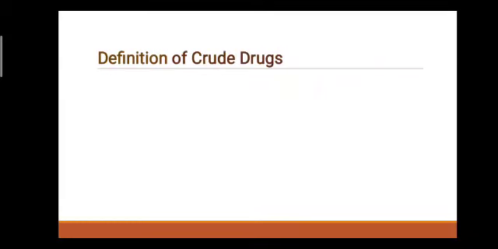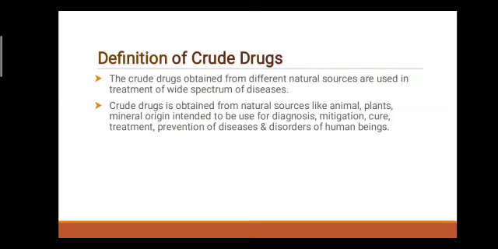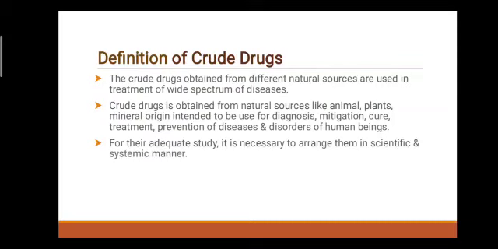Firstly, we will discuss the definition of crude drugs. The crude drugs obtained from different natural sources are used in the treatment of a wide spectrum of diseases. Crude drug is obtained from natural sources like animal, plants, and mineral origin, intended to be used for diagnosis, mitigation, cure, treatment, prevention of diseases or disorders of human beings. For their adequate study, it is necessary to arrange them in a scientific and systematic manner.